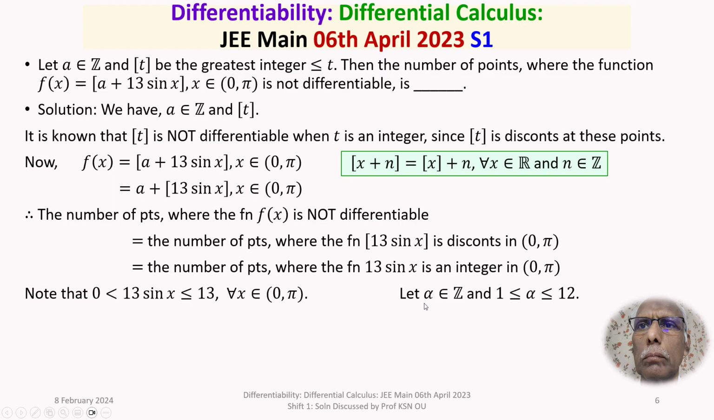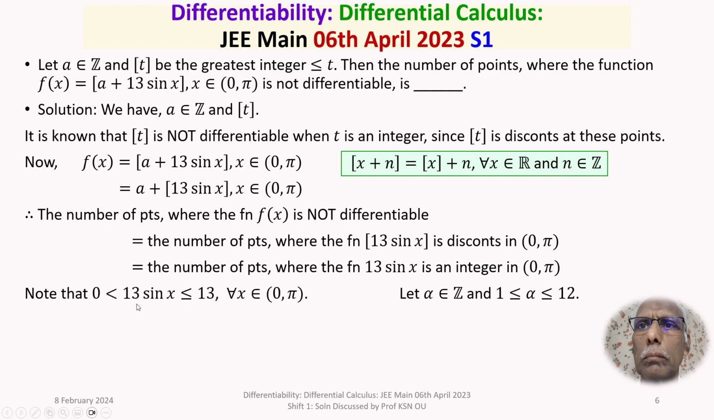So now for this, let us take alpha, an integer, where alpha takes the values from 1 to 12. So it's a positive integer. Alpha is 1, 2, 3 up to 12, because 13 sin x takes values between 0 and 13.